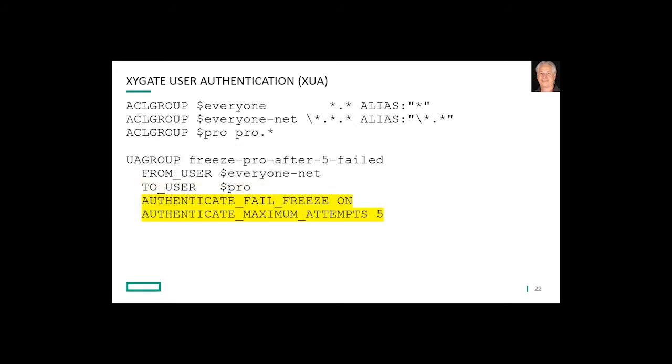This example shows the use of the authenticate fail freeze and authenticate maximum attempts keywords to freeze any user ID in the $pro ACL group if the number of unsuccessful logon attempts exceeds 5. Though XUA controls the freeze decision, the user is frozen by Safeguard and would have to be thawed using SafeCom or other Safeguard management solutions such as XYGATE Safeguard Manager. When XUA is managing freezing users and/or delaying authentication, the respective Safeguard settings should be disabled.